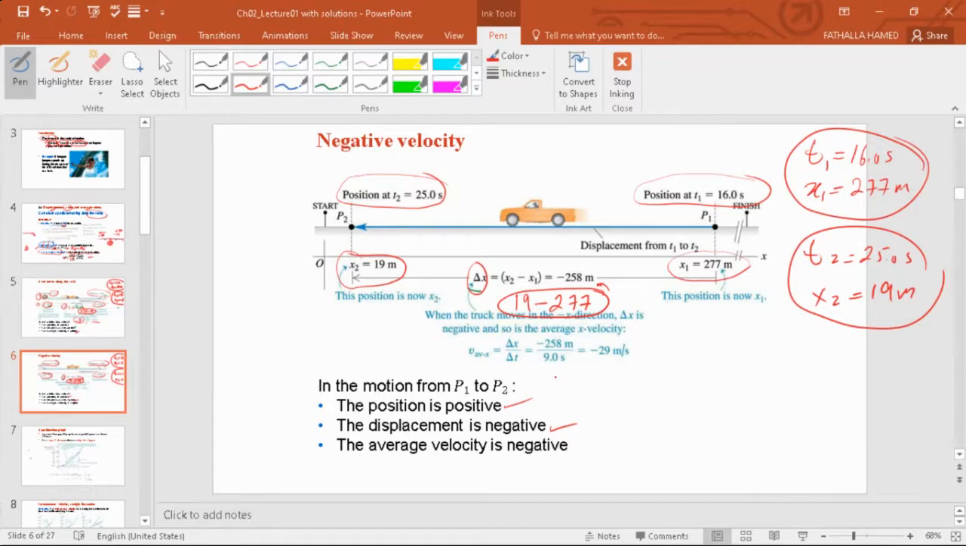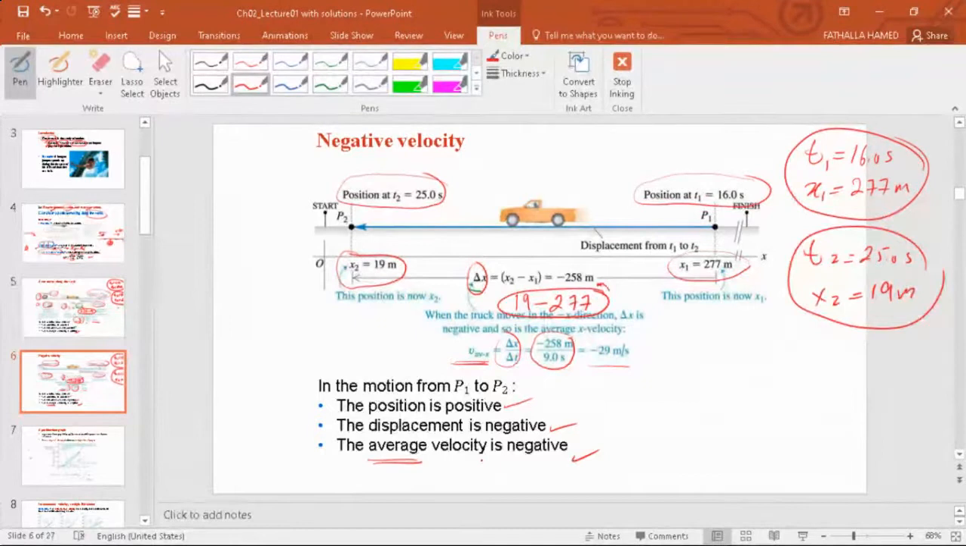Now, how about the rate of change? Where we're going to look at vfx. F means here average, okay? So the average velocity along the x is delta x over delta t, which is 2 minus 258 divided by 25 minus 16, which is 9, and it gives you minus 29 meters per second, meaning that your average velocity now is negative.